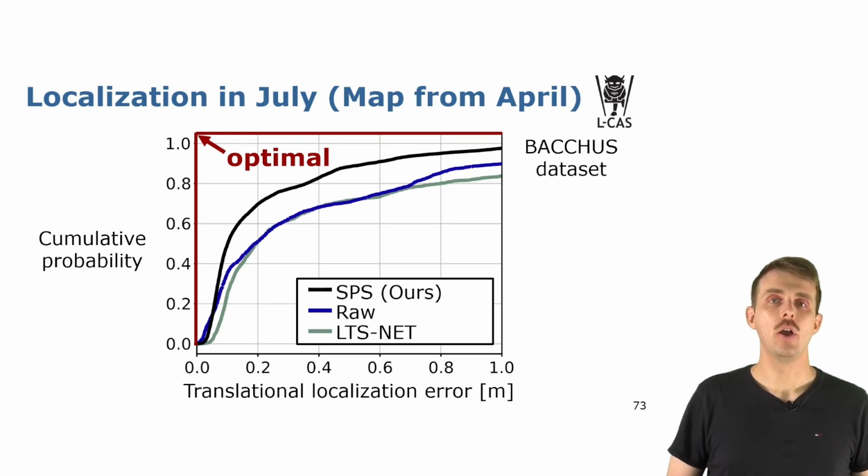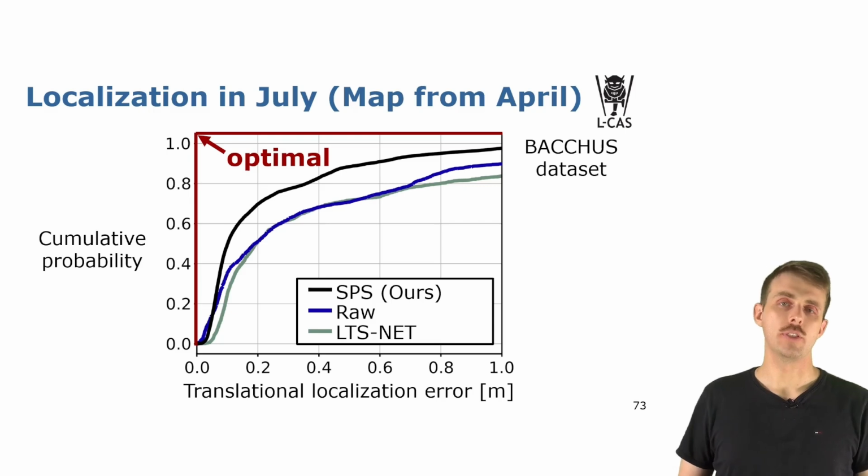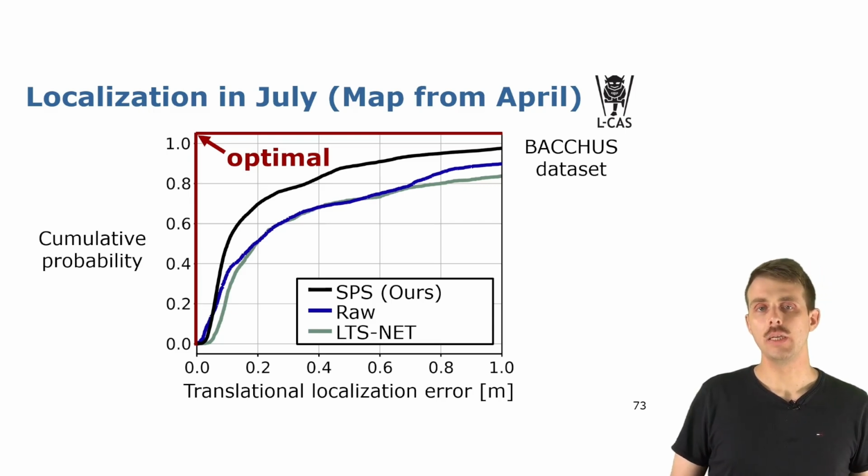Here we see some quantitative localization results. So we here use the map from April and localize at a later point in time. So again with a lot of plants in the environment, and we show the cumulative probability to stay within a specific translational localization error. So ideally we want to be at 0 meter error in localization 100% of the time. So the more the curves go to the top left, the better.